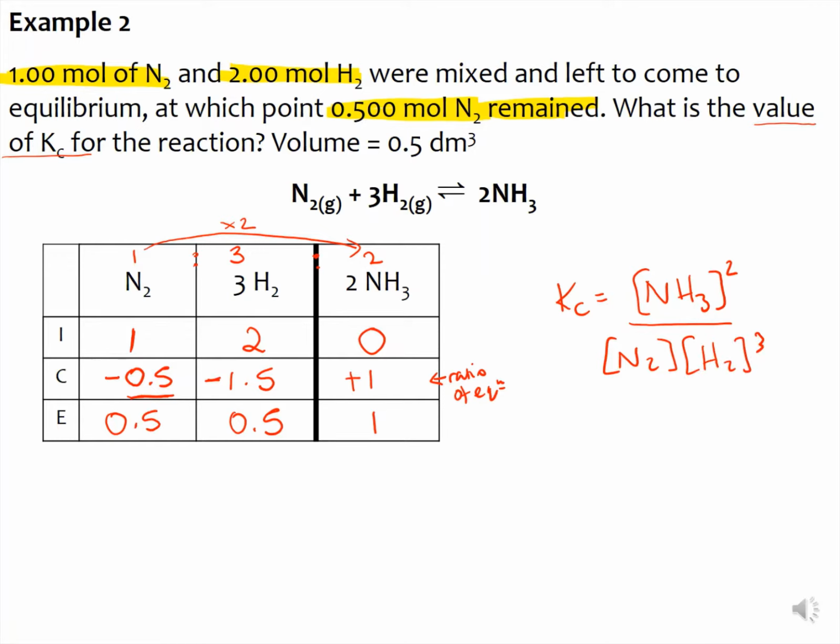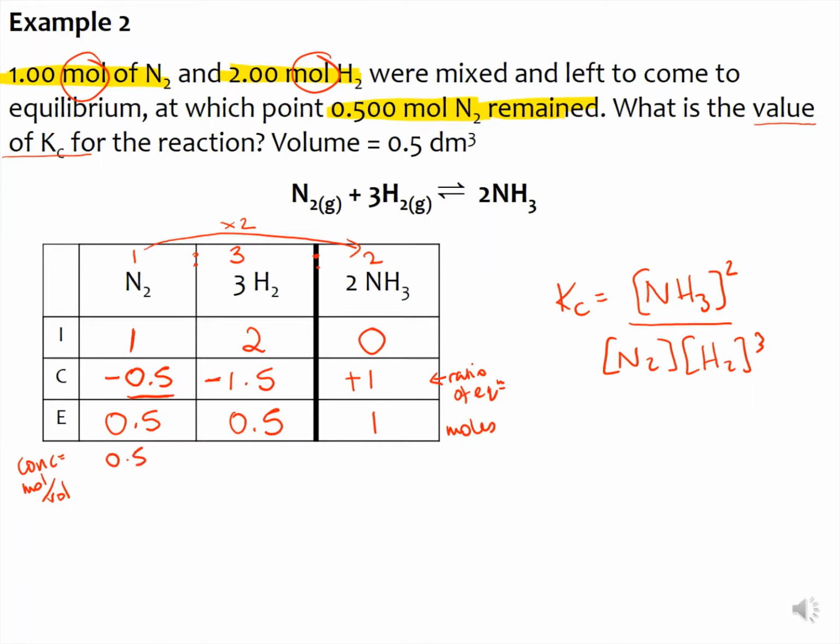Now these are concentrations, and at the minute we have moles in this table. We were given moles in the question. So we've got to turn these moles into concentration, and you can do that in the calculation in the Kc, or you can add a bit to your table. There's a variety of ways of doing this. So concentration is moles over volume. So I'm just going to add this to the table.